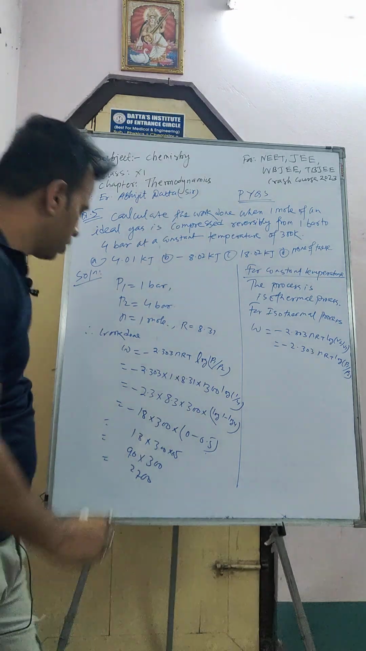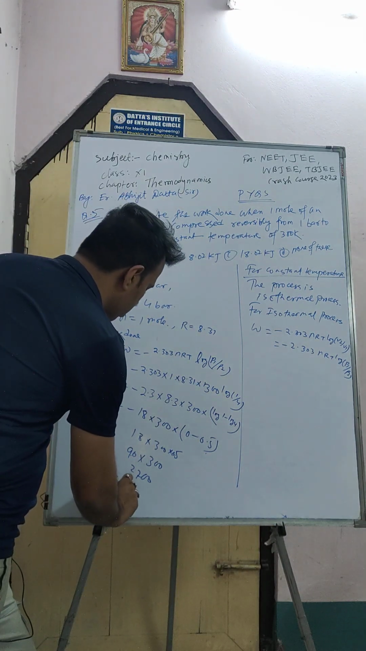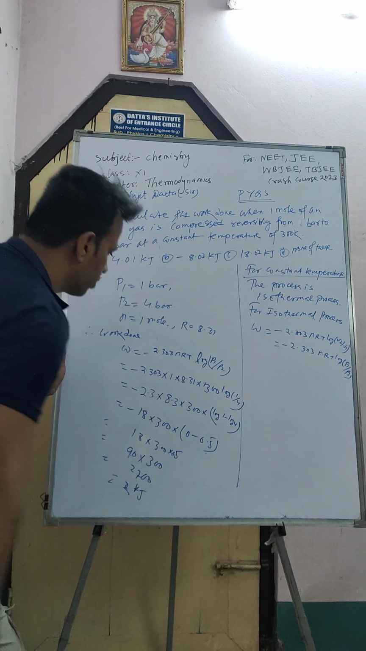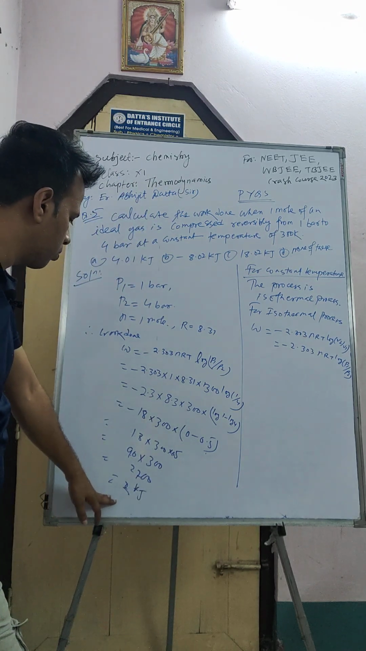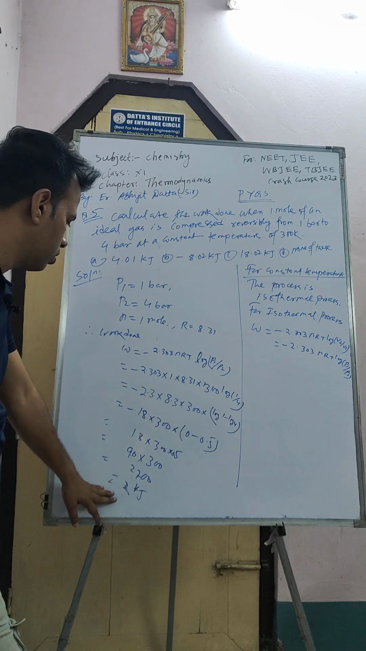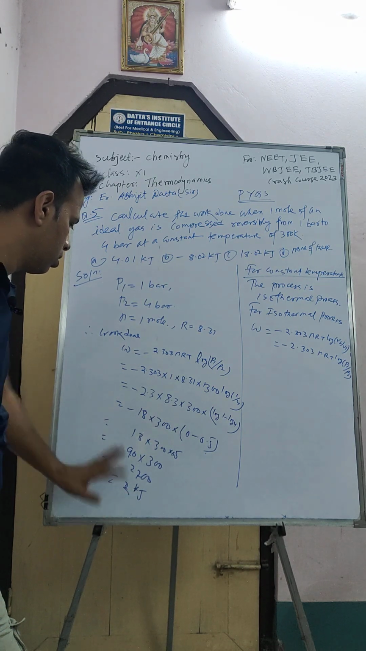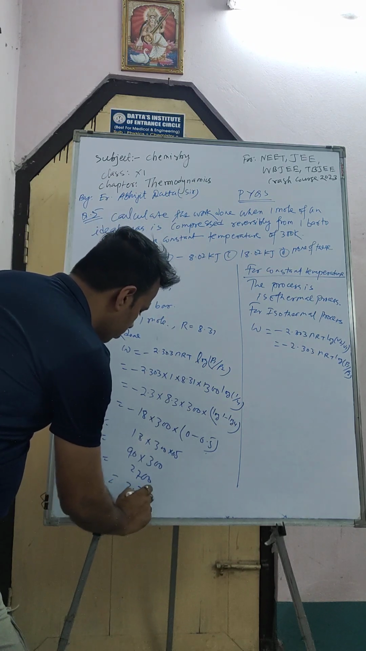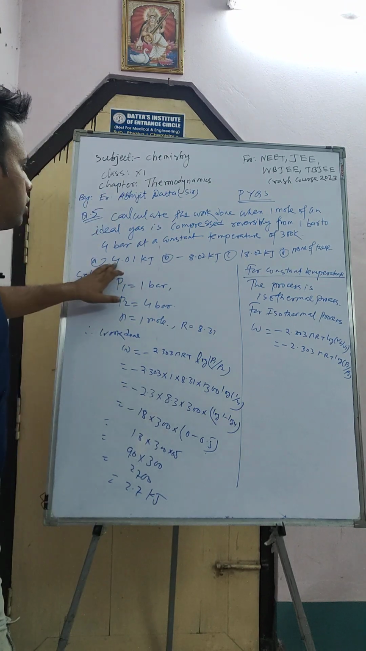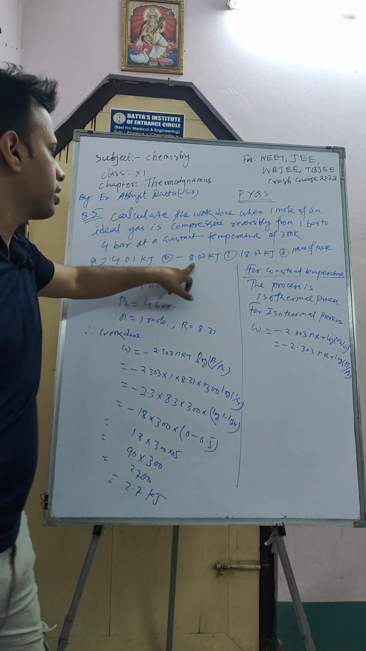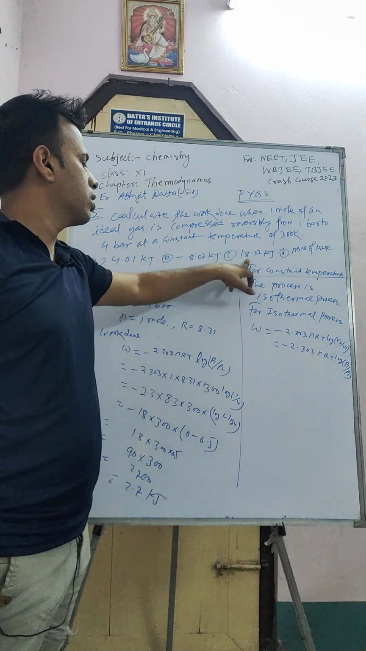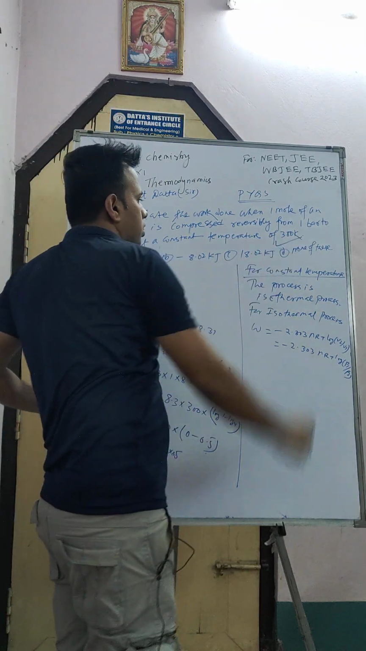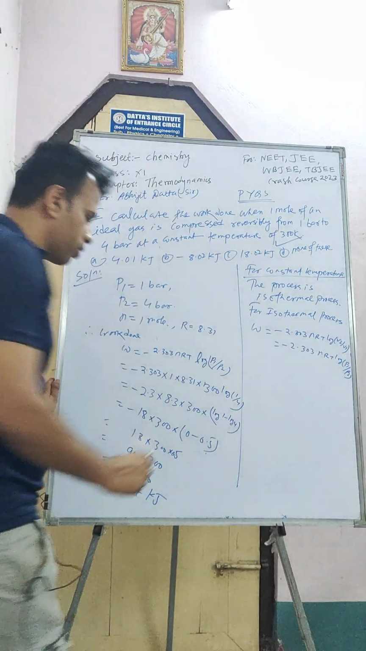So 2 point something kilojoules. Okay, 2 point something kilojoules. That is 2.7 kilojoule. So this is 4.01, this is minus 8.02, and this one is 18.02. So none of them is there. So which option is correct? Option D is the correct answer over here. Option D is the correct answer.